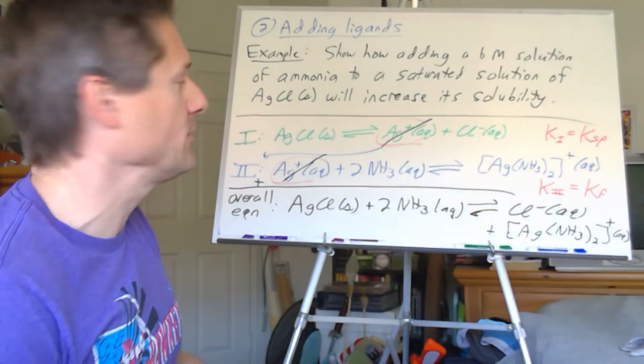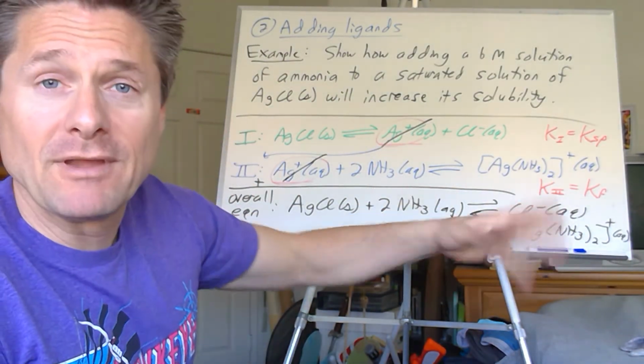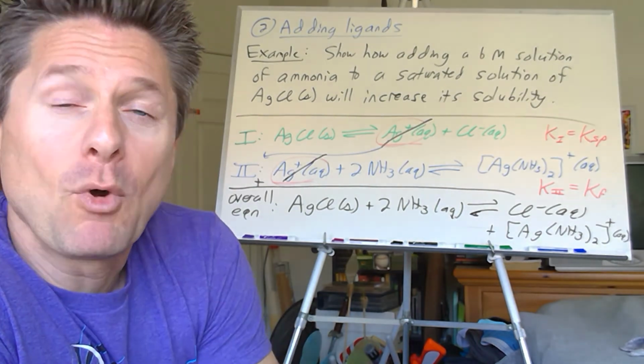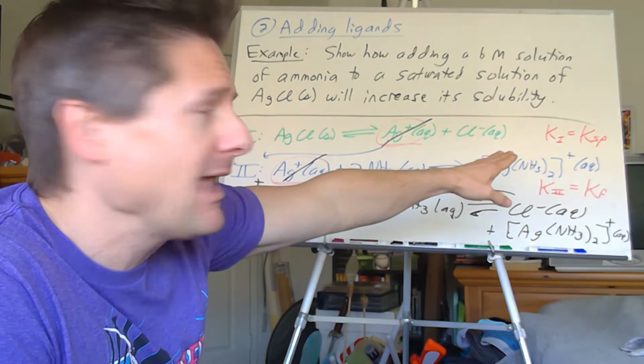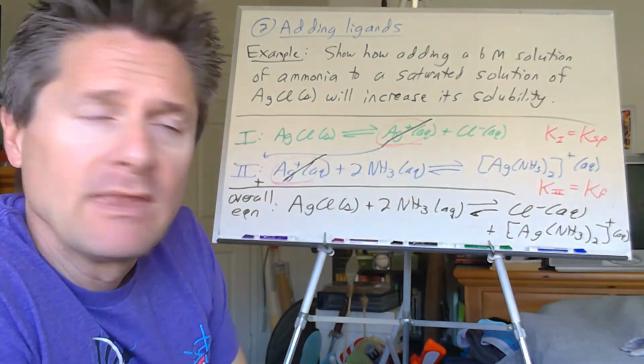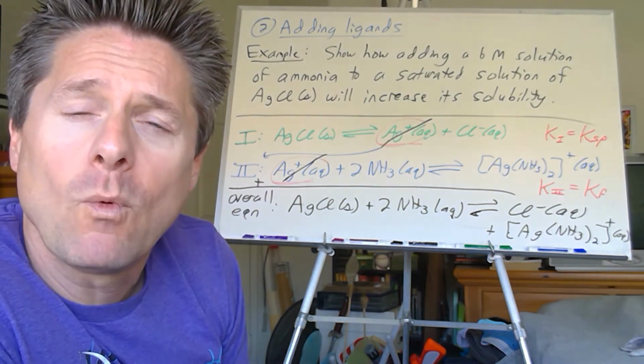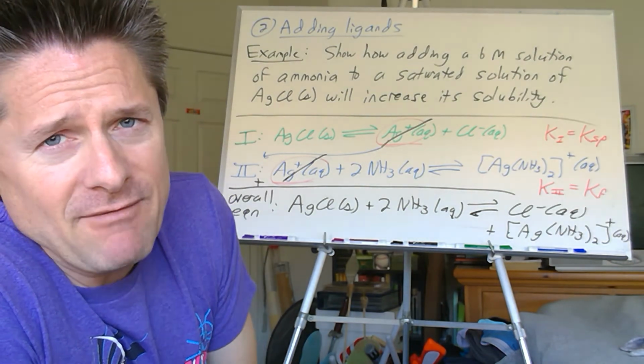Squishy 0.2 font. Obviously, I'll have to calculate the overall K value on the next board. But you can go ahead and do that. Just look up the KSP value for silver chloride. Look up the KF value for the diamine silver 1 ion. Multiply them together and see what your K value is.